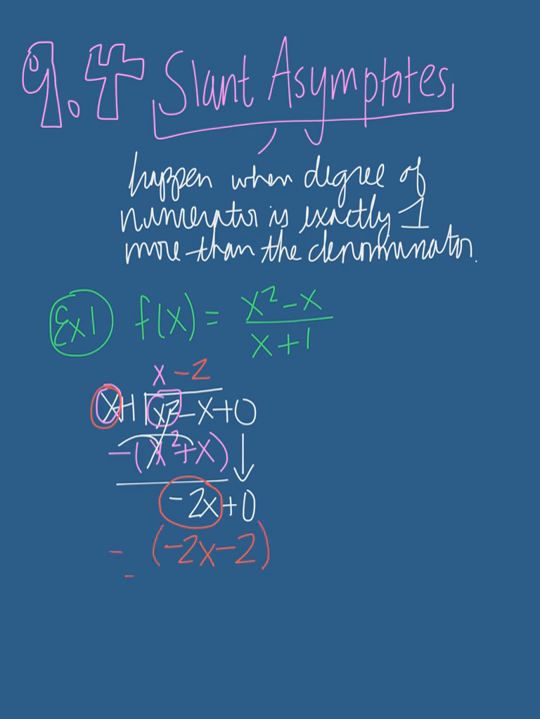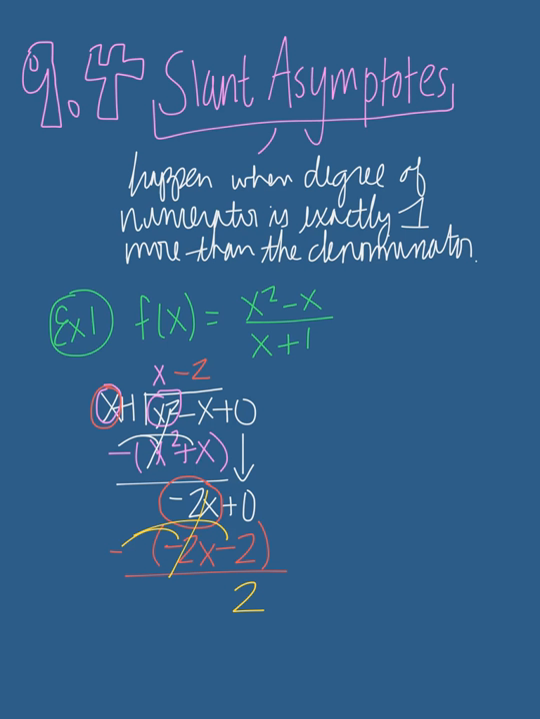And when I subtract that, the 2x term is going to cancel. This minus is going to go in, so it's actually going to become a plus 2. And so I end up having 2. And 2 cannot be divided by x, so that means that 2 is my remainder.